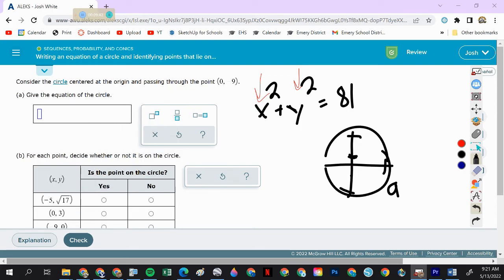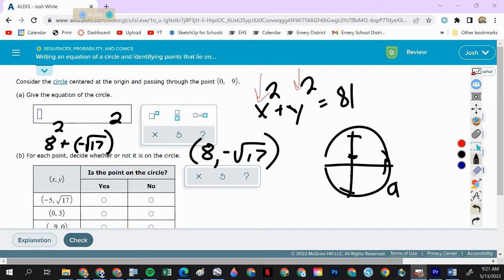Okay, what about 8, negative square root 17. Plug it in. 8 squared plus negative square root of 17 squared. 8 times 8 is 64. What is negative root 17 times negative root 17? Does that point lie on the circle? Yes, it does.